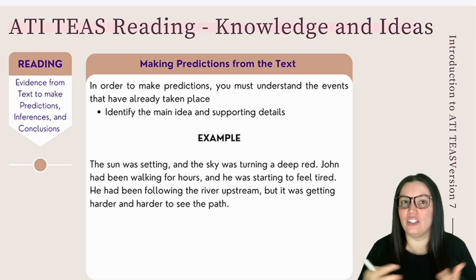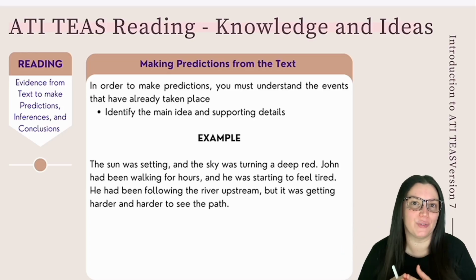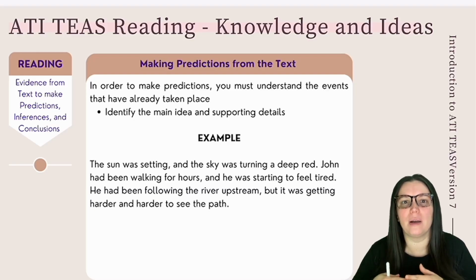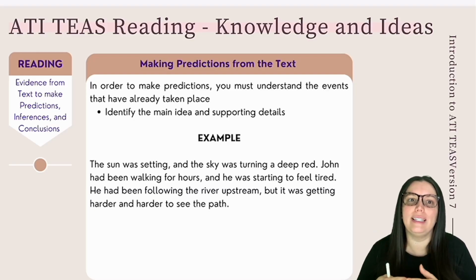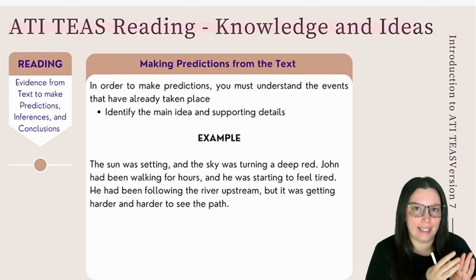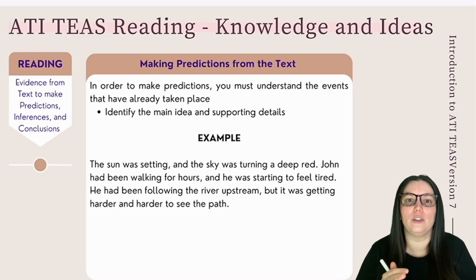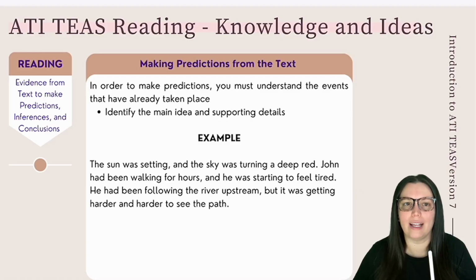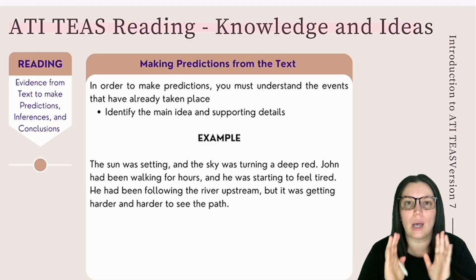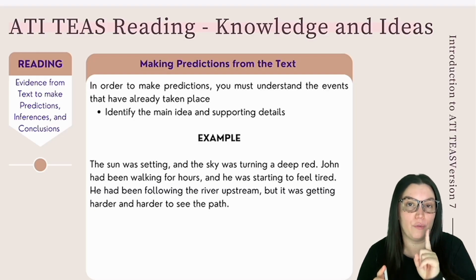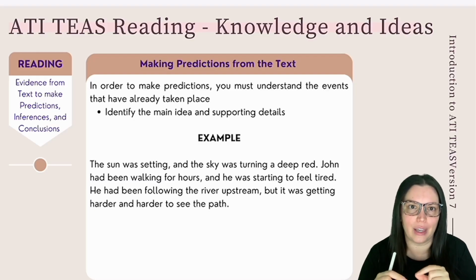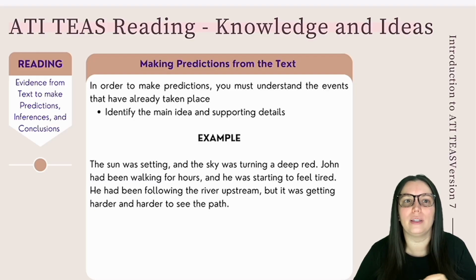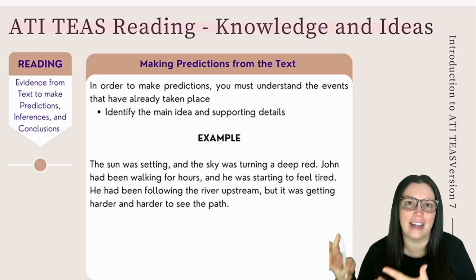In addition to finding evidence, you're also going to have to know how to make predictions from a text. In order to make predictions about what will happen next in a story, you will need to be able to understand the events that have already taken place. This means that you will need to be able to identify the main idea of the passage as well as the supporting details. I have already discussed this in my first ATI-TEAS reading video. If you haven't watched it, make sure that you go back and watch that video first so that you can identify these particular things. The main idea is typically what the passage is about, while the supporting details are the specific facts and examples that help explain that particular main idea.